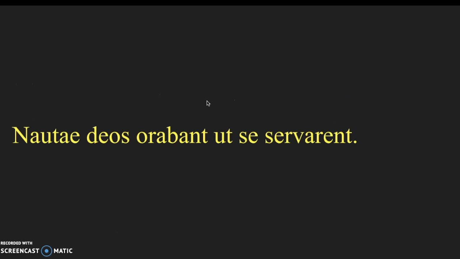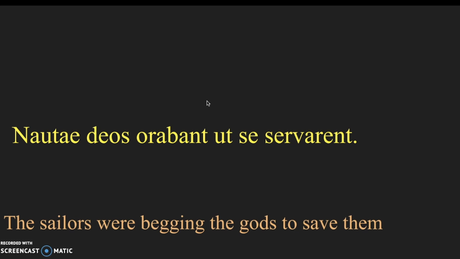Here's another example. Nautae deos orabant ut se servarent, which means the sailors were begging the gods to save them. Orabant is our main clause, ut is our second component, and servarent is our subjunctive.